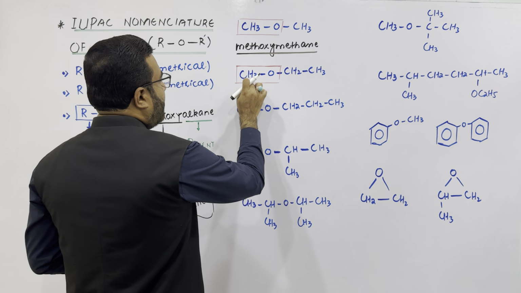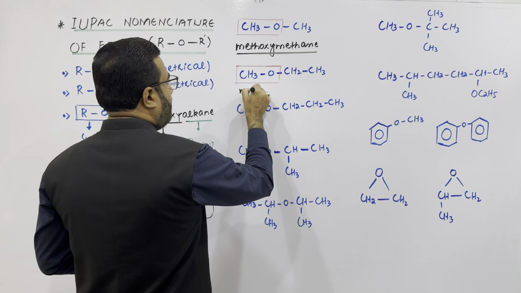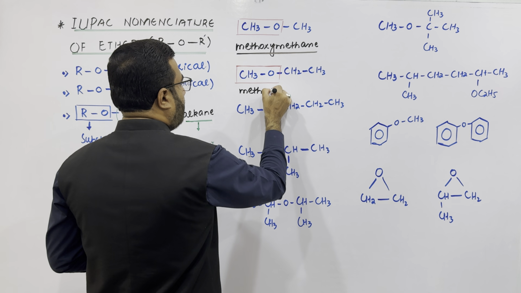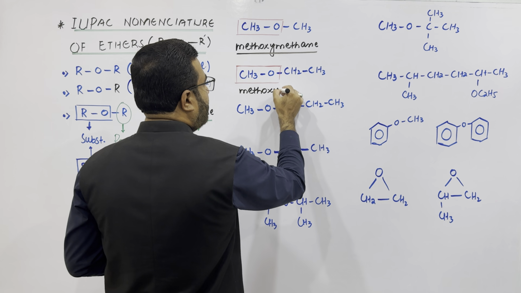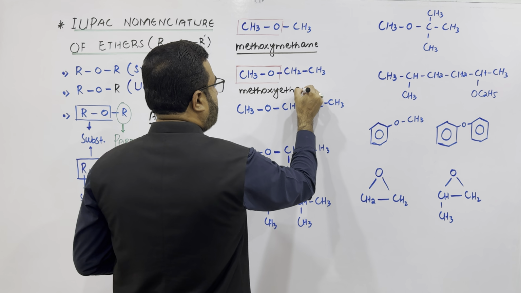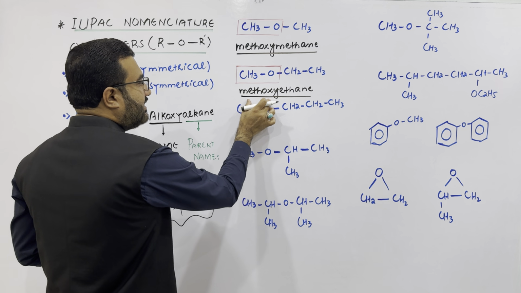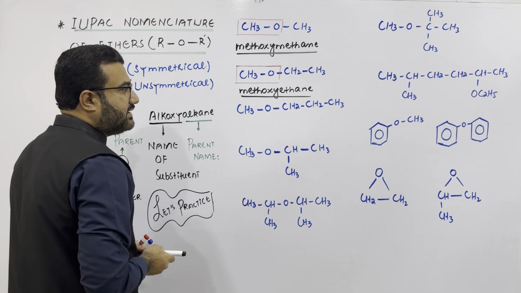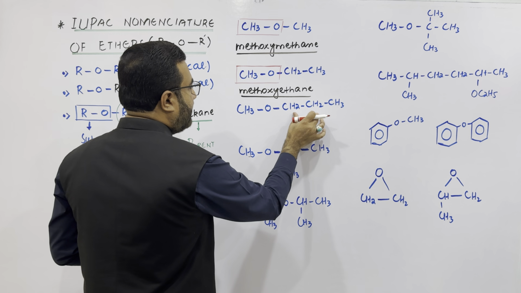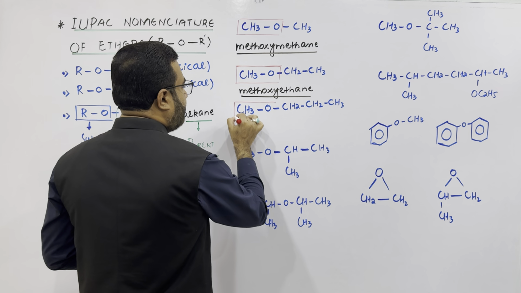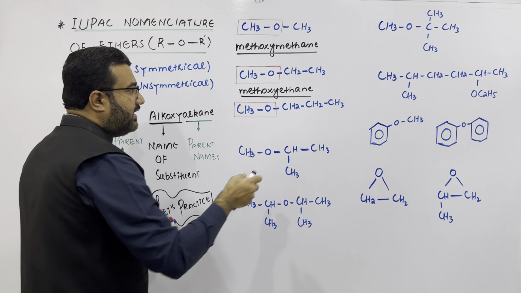Now this can be named as, this is methyl, this one is oxygen, so it will be methoxy, and there are two carbon atoms with a single bond, so that will be called ethane. Now in this case, methoxy is the substituent and ethane is the parent name. Now my dear students, again there is an example of an unsymmetrical ether. The smaller alkyl group will serve as the substituent and the larger alkyl group will be the parent.